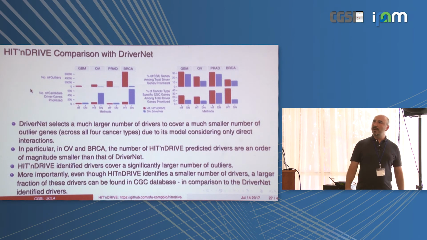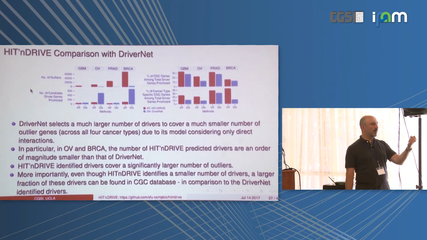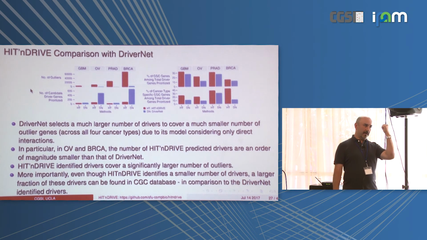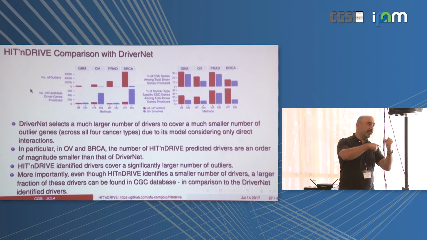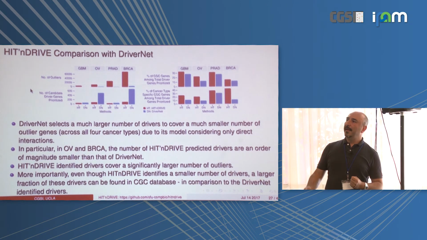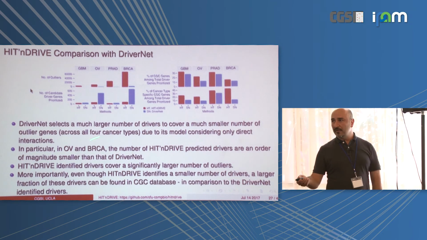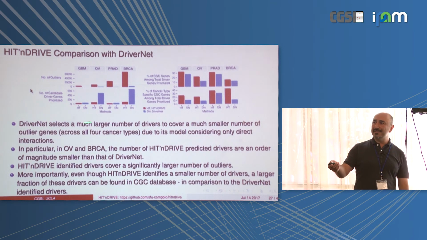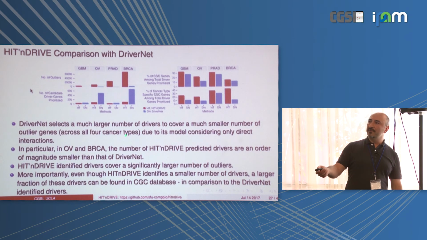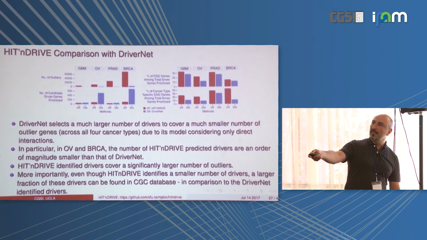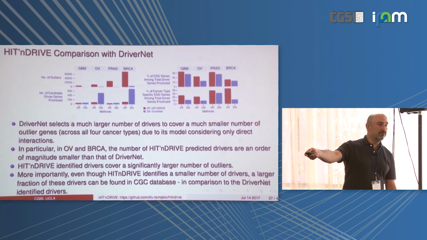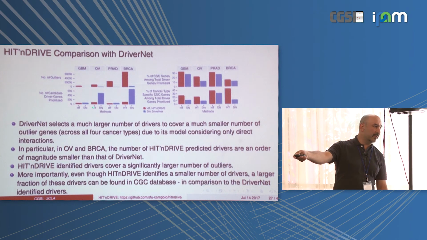One question is whether we capture anything on top of DriverNet. DriverNet, if you remember, looks at only the influence of sequence altered genes on their neighbors in the network. There are several important observations. DriverNet selects a large number of drivers. These are the drivers, and these are the outliers covered by these drivers. The number of drivers picked by DriverNet are in blue. It's huge in comparison to the reds, which are HIT'nDRIVE.